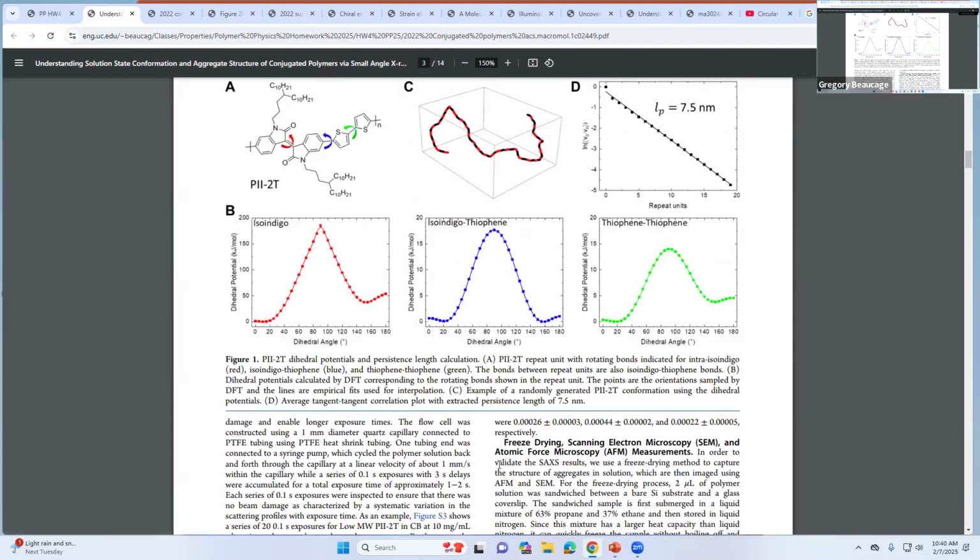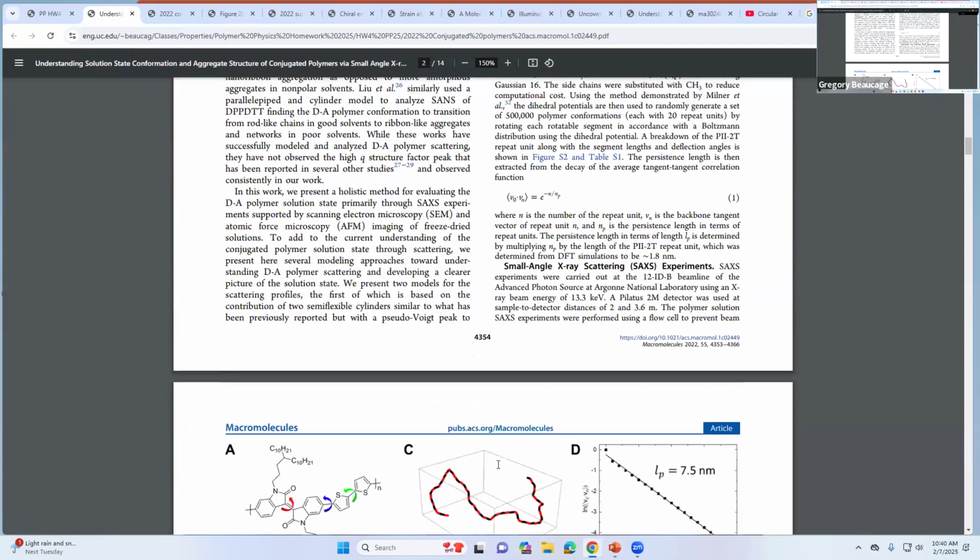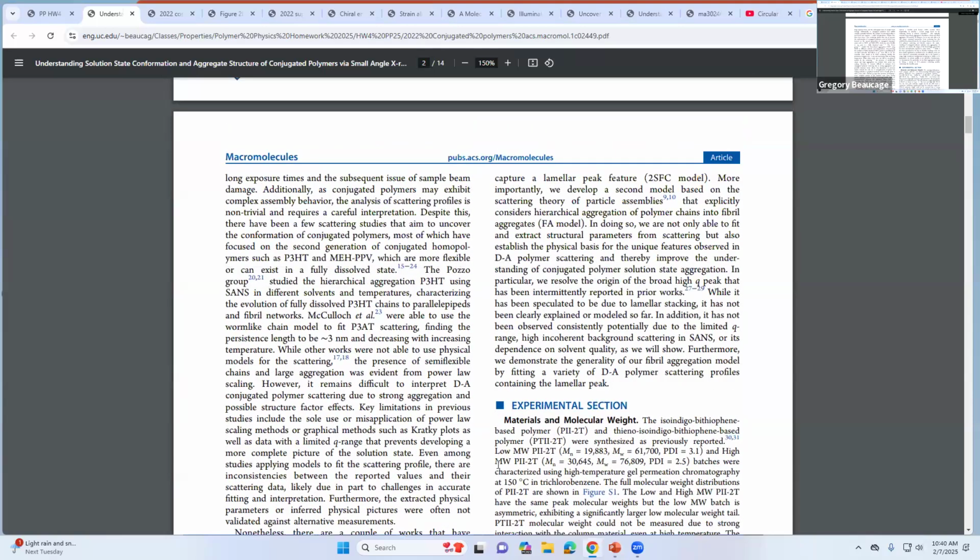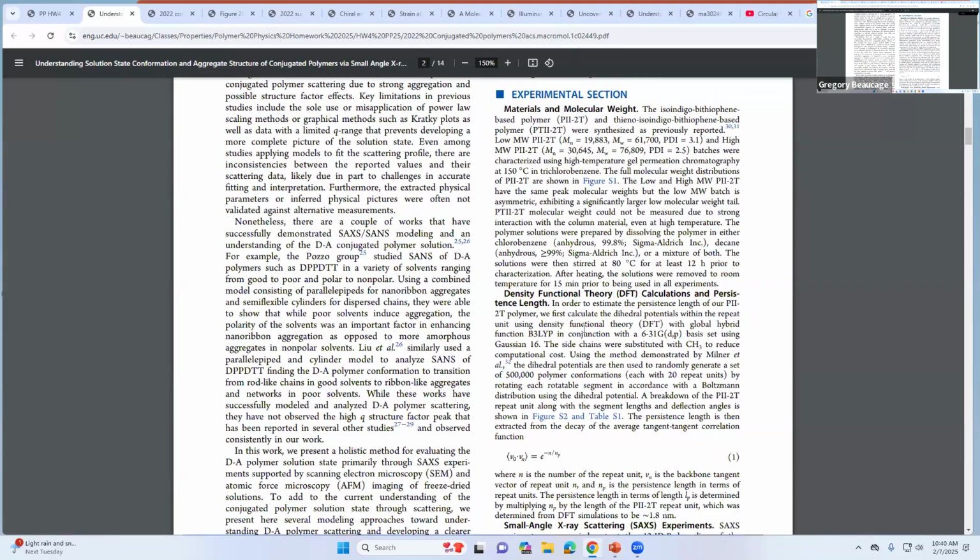They cite a guy named, what's the guy's name? Milner, Scott Milner, who's kind of a genius at NIST that does this kind of stuff. He does a lot of computer simulation, and he's probably the only person capable of using density functional theory and coupling it with dihedral and then figuring out the persistence length. So they just copied his paper and did it here.